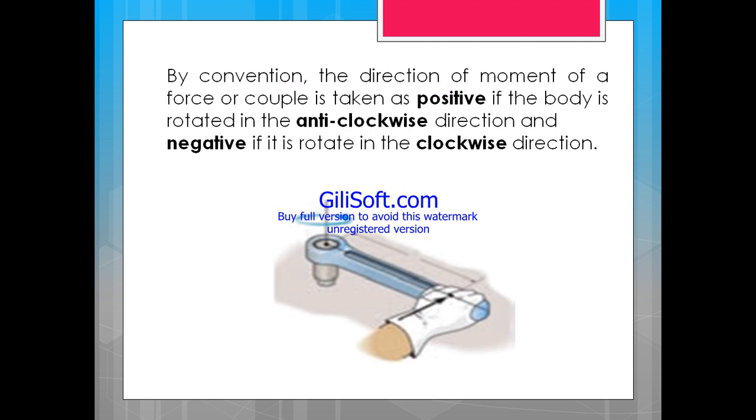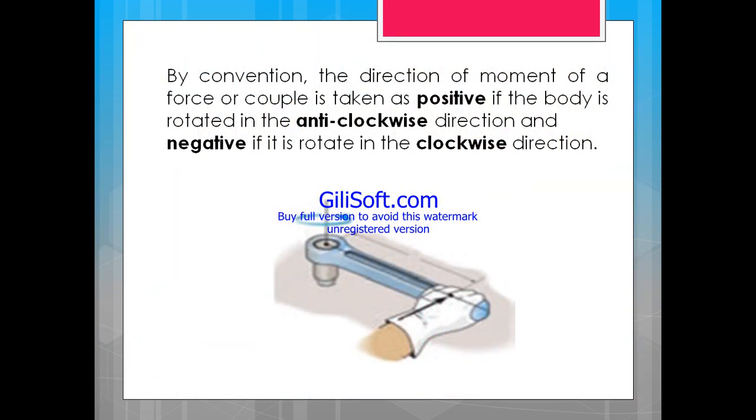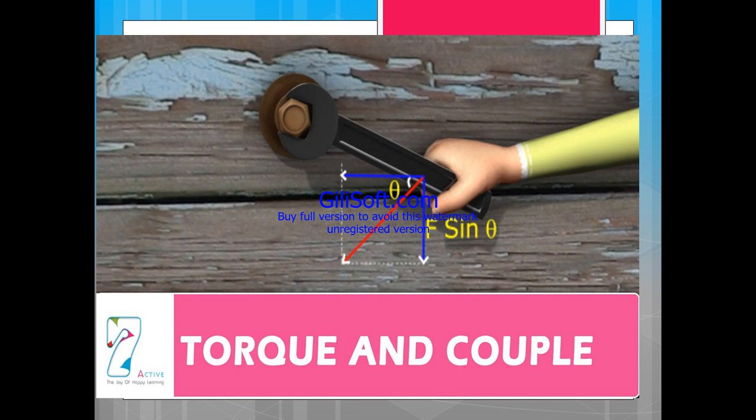And the last thing, by convention, the direction of moment of a force or couple is taken as positive if the body is rotated in anti-clockwise direction, and if it is rotated in clockwise direction, it will be negative. It means the direction. See, in the next picture it is clearly given as well. While you are rotating any object like a screw, there will be two types of direction. One is clockwise, another one is anti-clockwise. If it is in the anti-clockwise direction, that will be taken as positive, and if it is clockwise direction, that will be taken as negative. And the next picture shows it clearly.